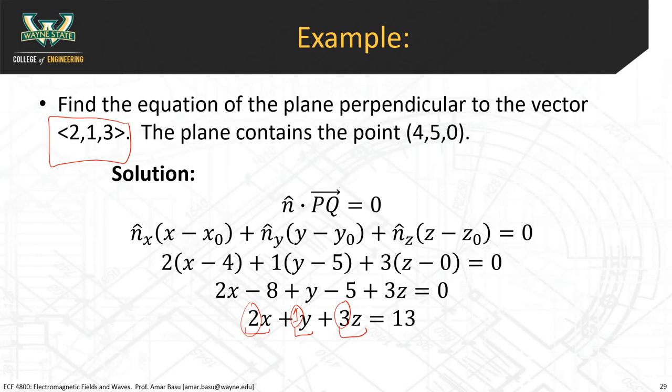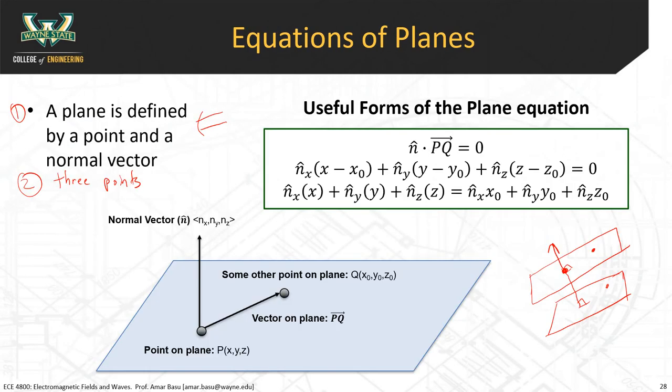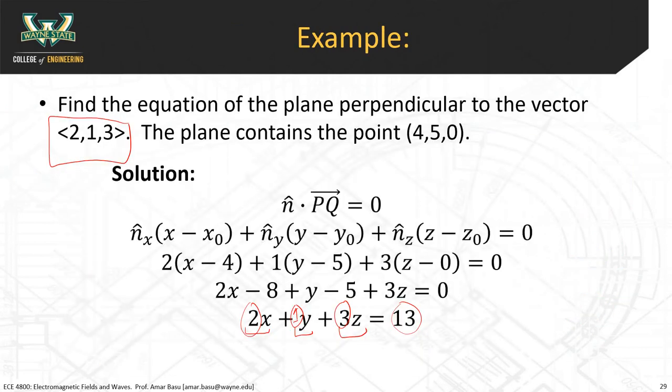Okay, this last part here, this constant, helps identify which one of the planes it is. And by indicating a point on the plane, you can ultimately figure out what this constant is. In other words, the x, y, and z components tell you the normal vector, and then the term on the right-hand side tells you which one of these planes it is. Is it this plane or is it this plane?